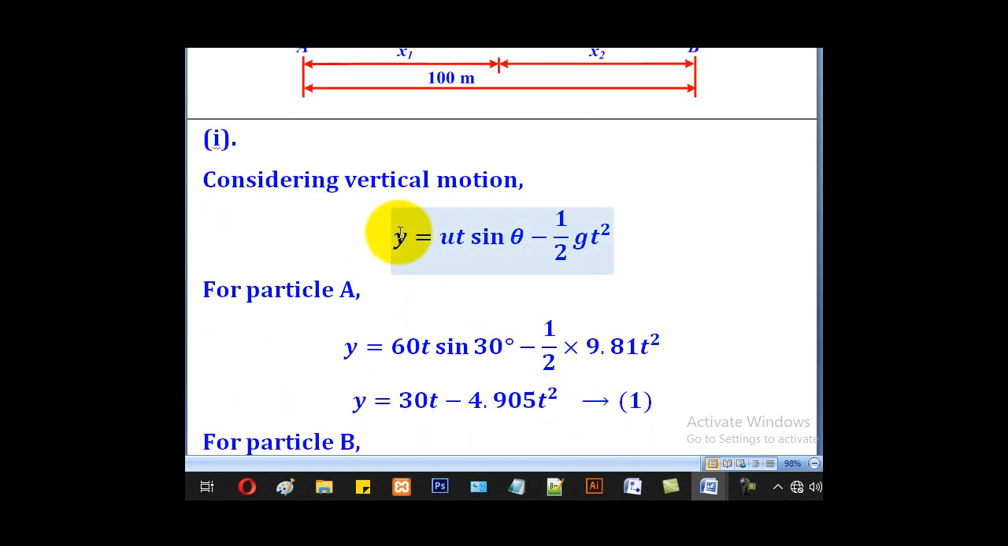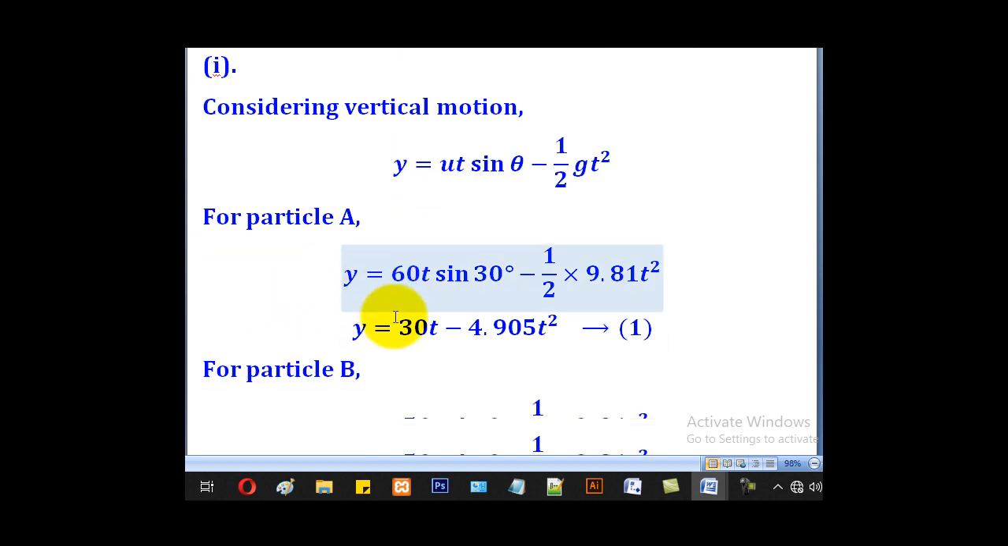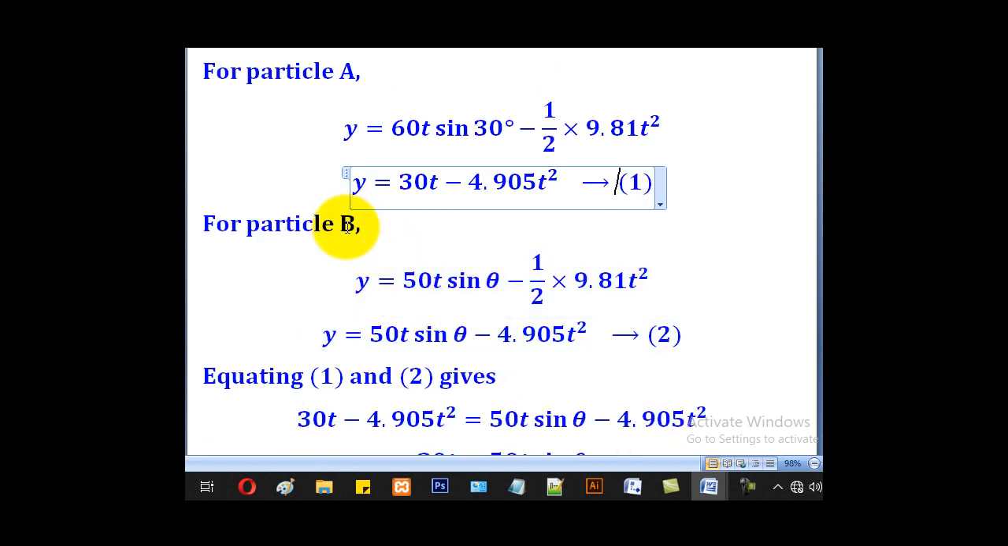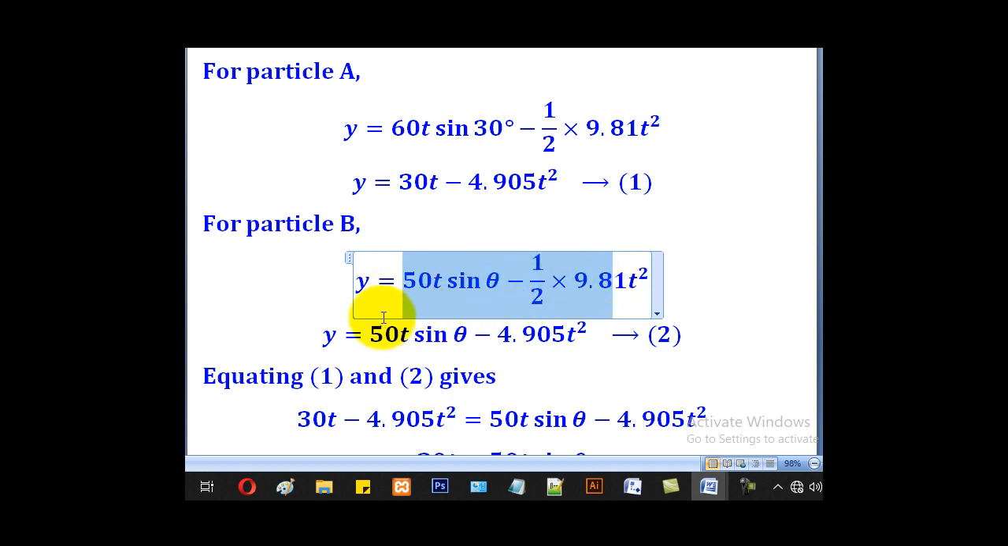So considering vertical motion, y will be equal to u t sin theta minus a half g t squared. Using that for particle A, we shall come up with y equal to 60t sin 30 degrees minus a half times 9.81 t squared. When we simplify that, we shall come up with this equation, call it equation 1. Then for particle B, y equal to 50t sin theta minus a half times 9.81 t squared. When you simplify that, we shall come up with this equation, call it equation 2.